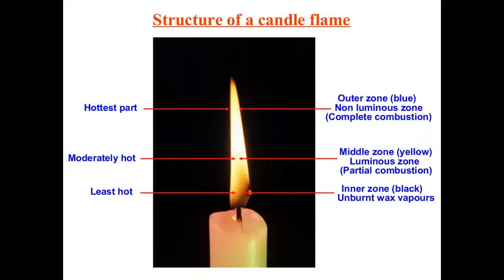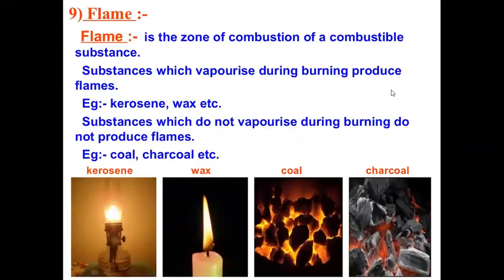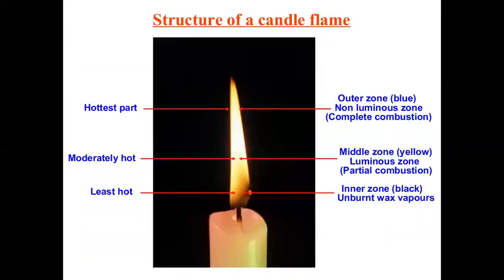Children, I want to tell you one thing, that goldsmiths blow the outermost zone of a flame with a metallic blowpipe for melting gold and silver. And I think you know the answer as to why goldsmiths always use the outermost zone. The answer is that the outermost zone is the hottest part of the flame. That's why goldsmiths use only the outermost part of the flame. So this was the structure of the candle flame.